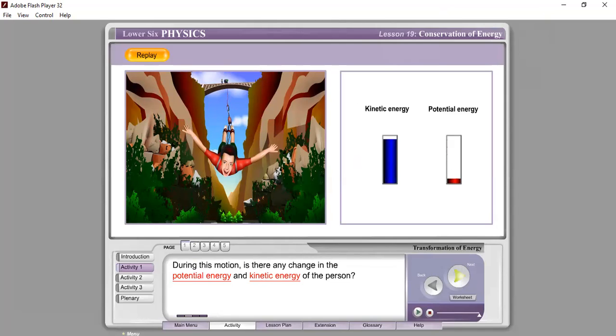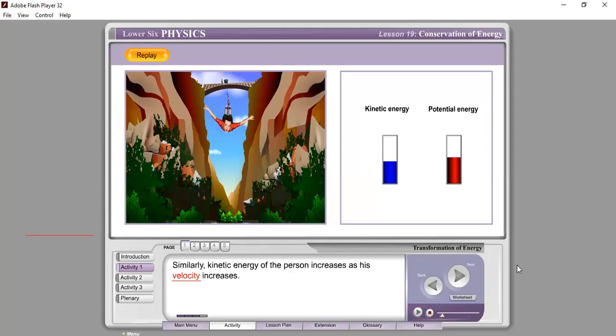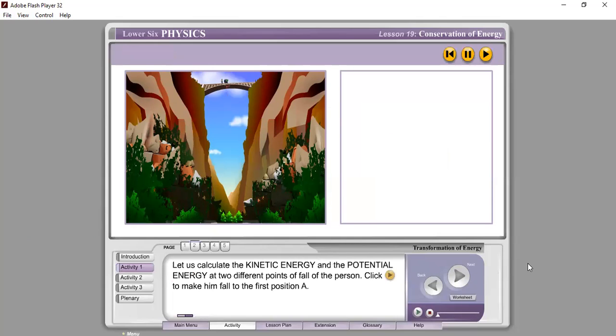The change in the gravitational potential energy of a person is proportional to the height through which he falls. Similarly, kinetic energy of the person increases as his velocity increases. Let us calculate the kinetic energy and the potential energy at two different points of fall of the person.